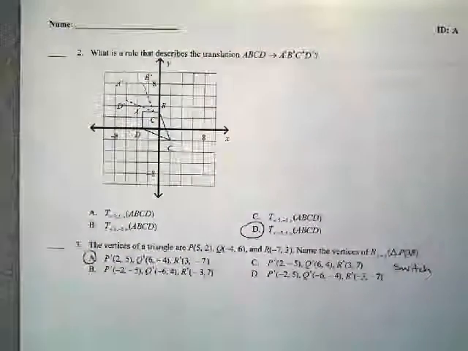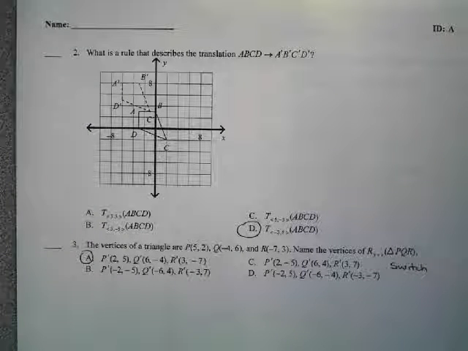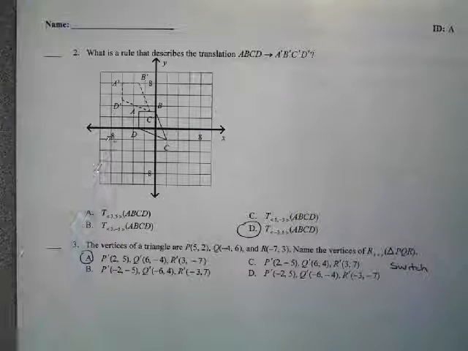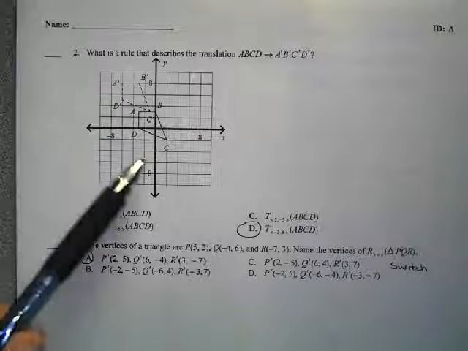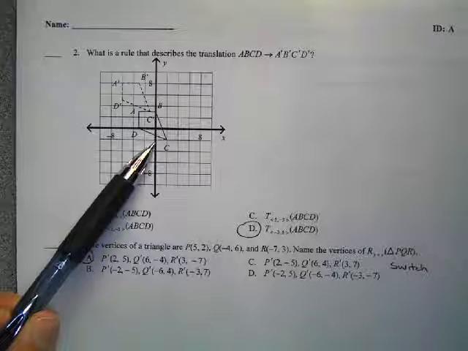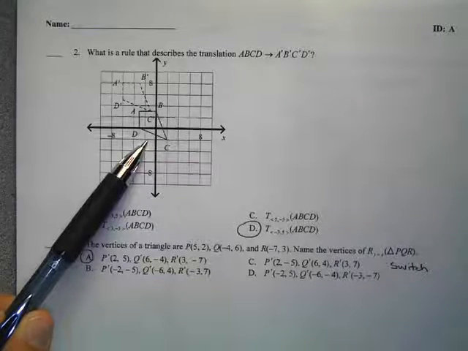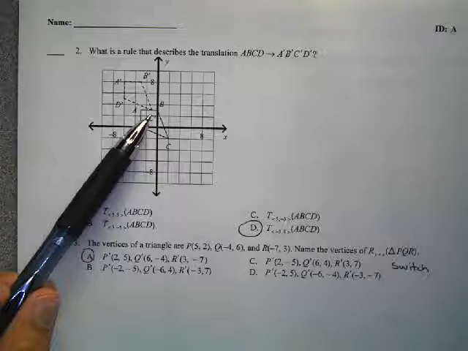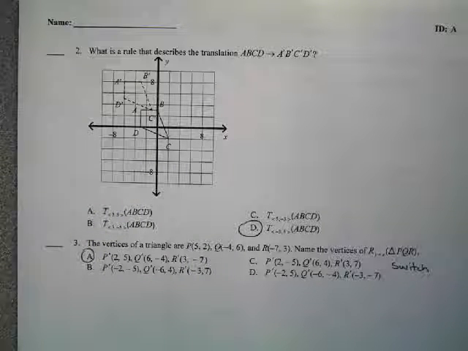Problem number 2, what's a rule that describes the translation from triangle ABCD to its image? We are moving again to the left and up, so the graph goes by 2's. So this would be 2, 4, 6, 8. You need to make sure you count very carefully. So you just pick one point. We can pick point C, and that goes over 2, 3, so 3 to the left would be -3, and it goes up 4, 5, so (-3, +5).